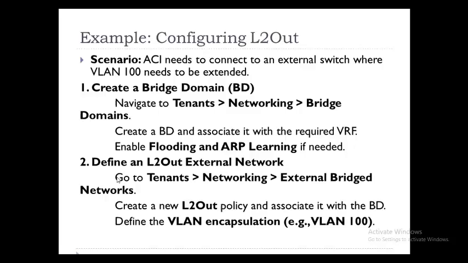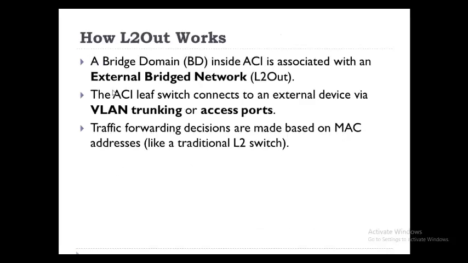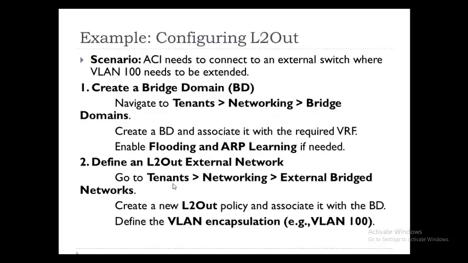We saw how to create a bridge domain. Now we are seeing the external bridge network. Tenant, networking, again the same place. We come out of bridge domain and get into external bridge network, in which we create L2 out policies associated with the bridge domain, which we already created in step 1. And then we define which VLAN the traffic belongs to. That's the VLAN encapsulation. That's all. This is the very first point and the only point which is needed to configure L2 out.